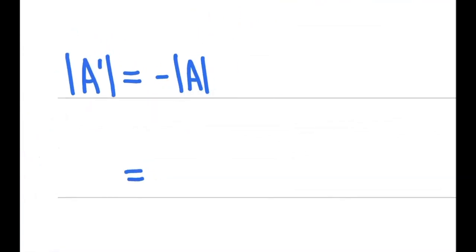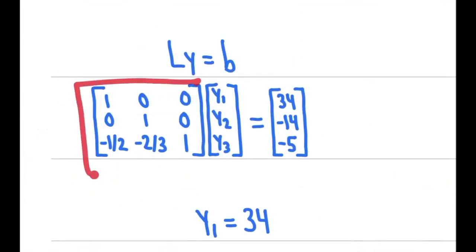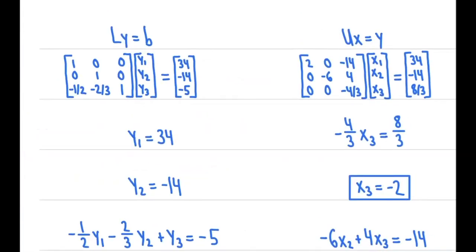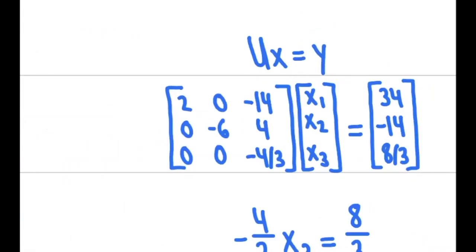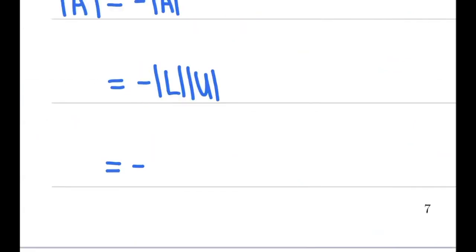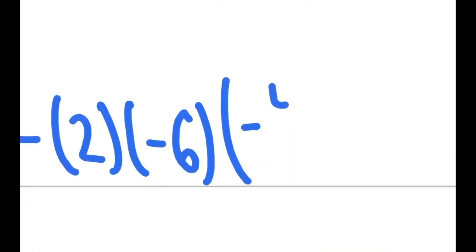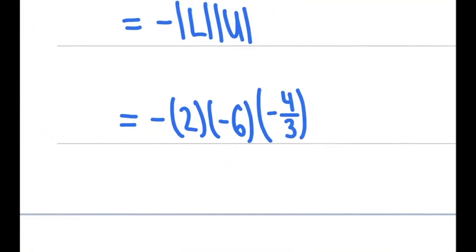A is just L times U, so the determinant of A is just the determinant of L times the determinant of U. And what's the determinant of L? Let's take a look at L. It's just 1, because we're doing Doolittle decomposition. So really, we're just looking at the determinant of U. And that's just the product of the entries on the main diagonal, because it's an upper triangular matrix. So we got negative, because we swapped rows, 2 times negative 6 times negative 4/3. And this is just negative 16.